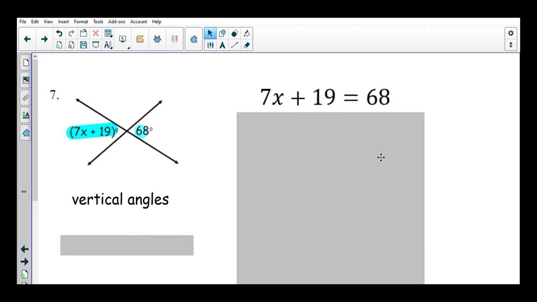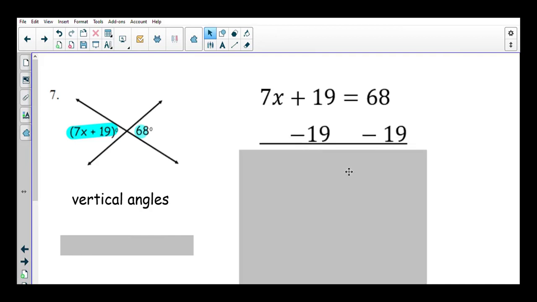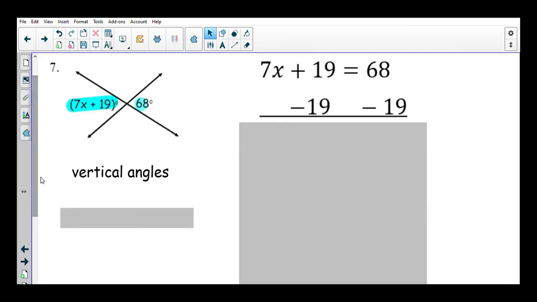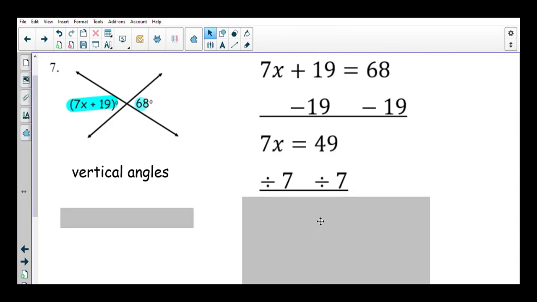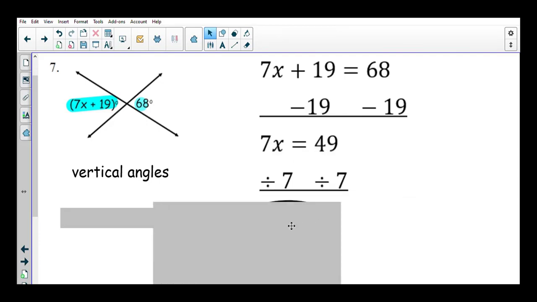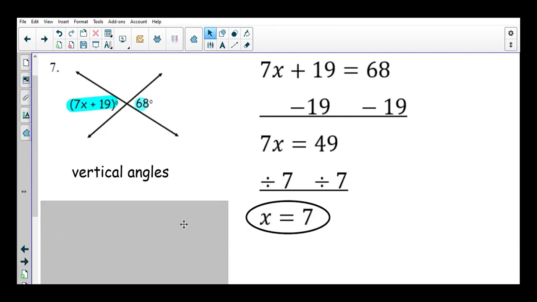And you'll see this is huge because I'm trying to make sure students in the classroom can see this because I know it's kind of tough to see in the room. We solve this by using inverse operations. It's a two-step equation. So just a reminder, we subtract 19 from both sides. That's the inverse of adding 19. That will get us 7x equals 49. The inverse of multiplying by 7 is to divide by 7. And so we find that x equals 7.